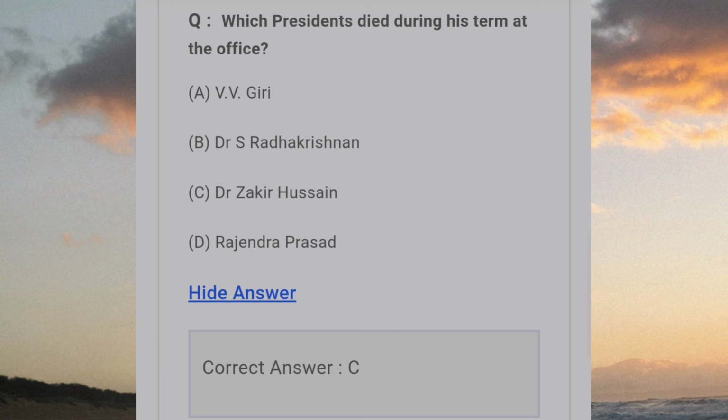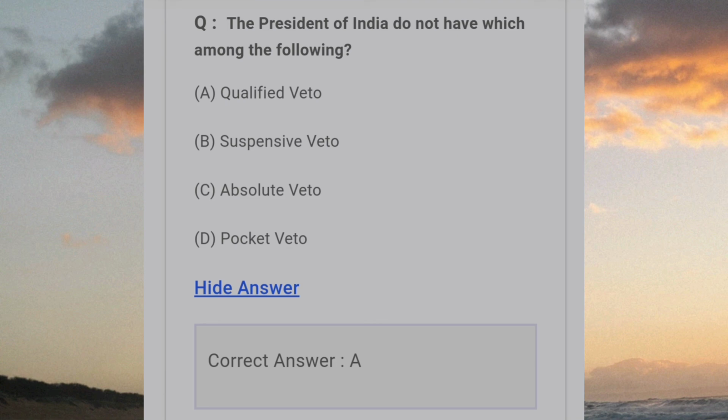Which President died during his term at the office? Answer C. Dr. Zakir Hussain. The President of India does not have which among the following? Answer A. Qualified veto.